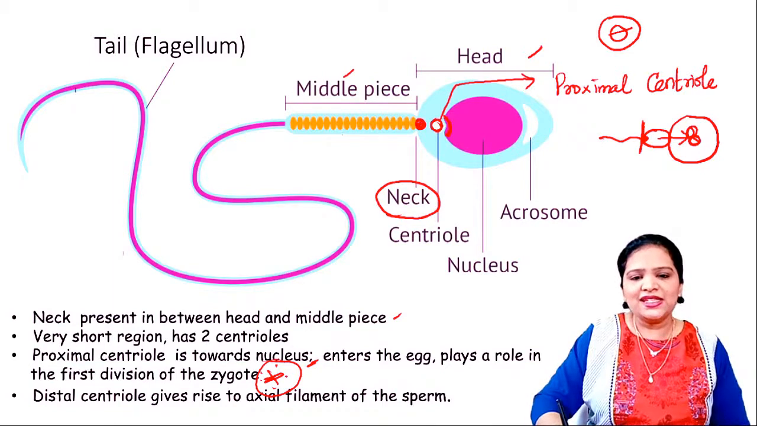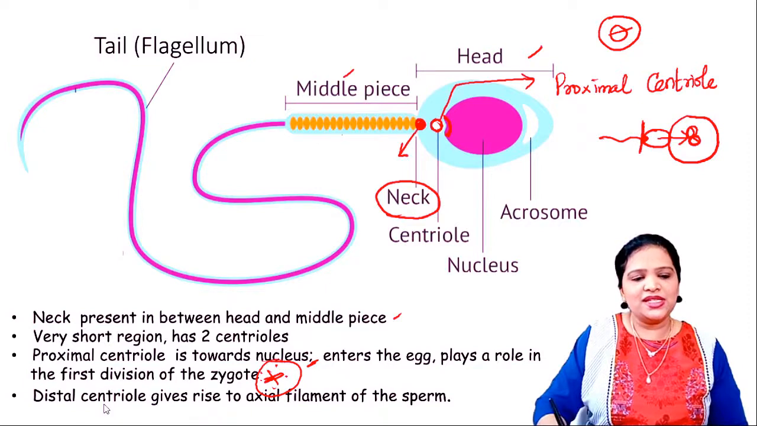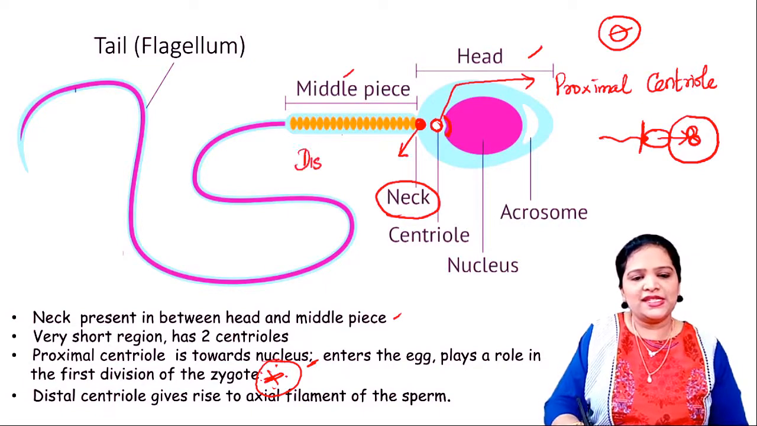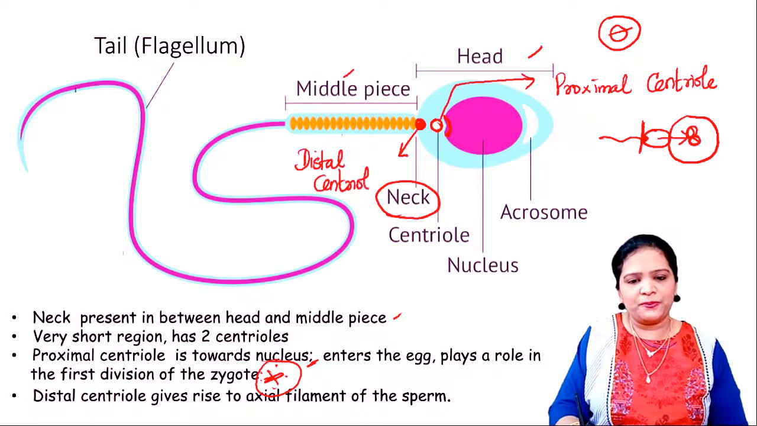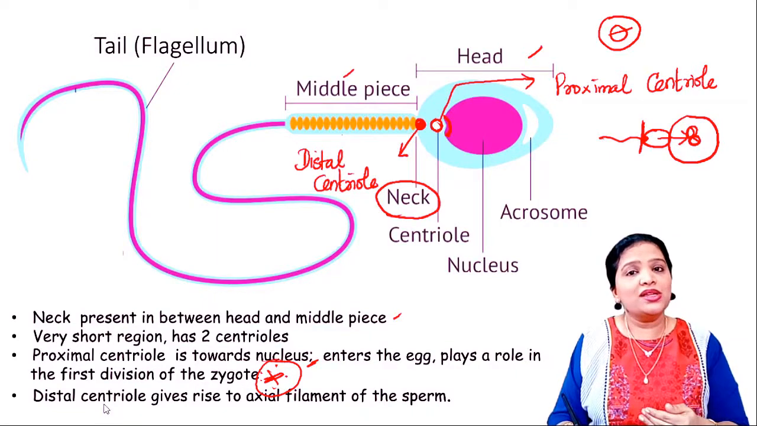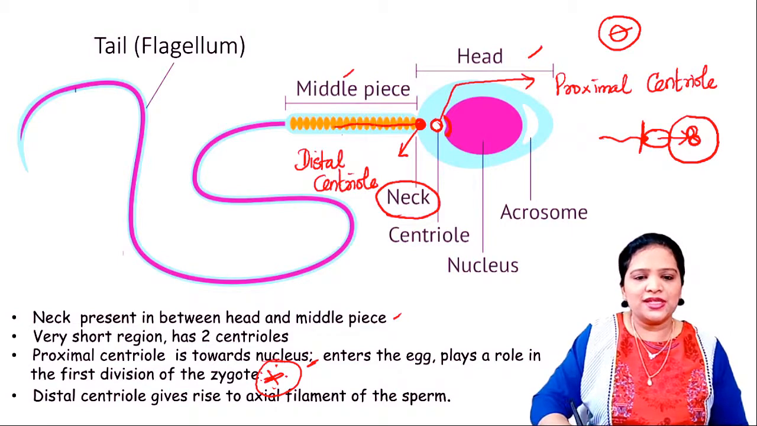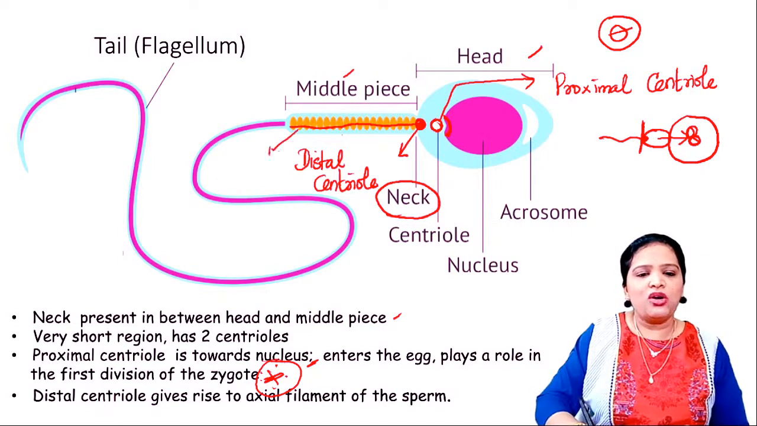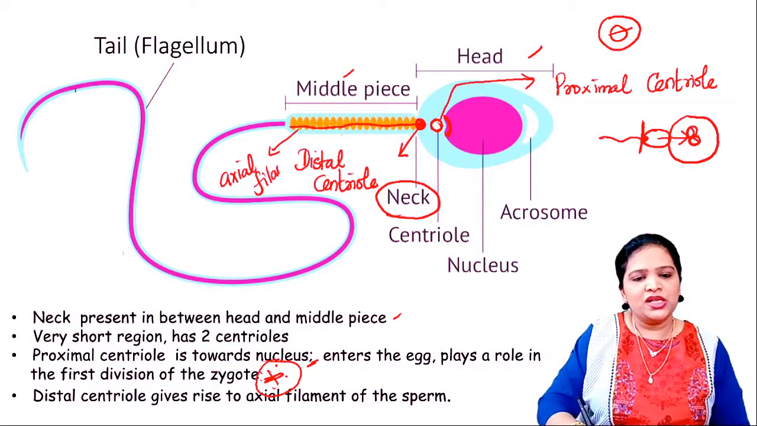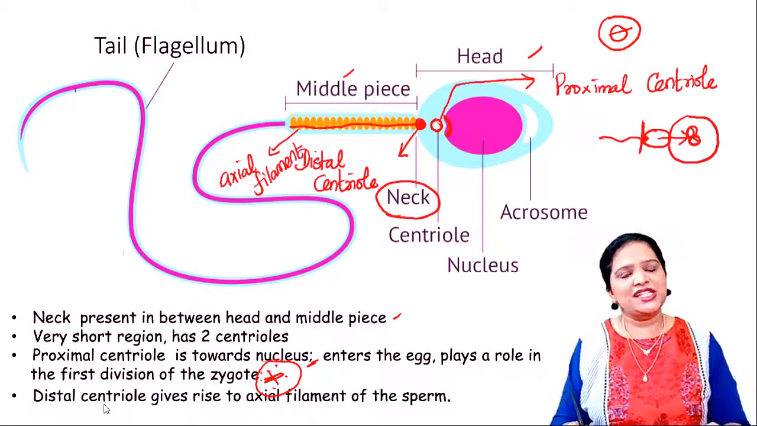There is another centriole which is present at the distal end of the neck. So this centriole is called distal centriole. Distal means far. Okay. Which is on the back side. So what is the function of this distal centriole? They form a structure like this in the middle piece. So this is called axial filament. Okay. So the distal centriole gives rise to the axial filament of the sperm.